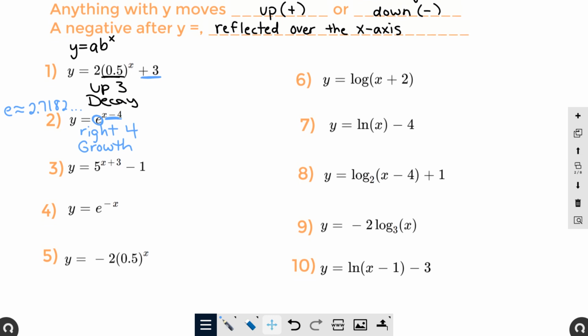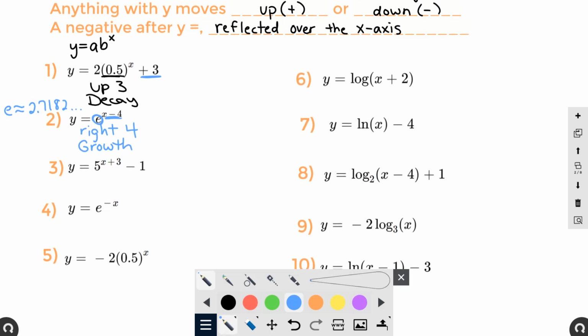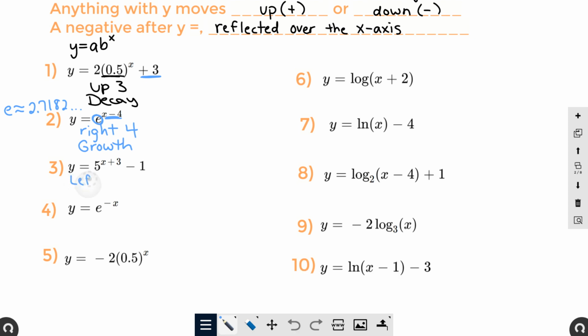All right, what about our next problem? What's happening there? It's a growth because we have a 5 here. Be careful on growth or decay. You usually want to explain that after you do the translation because sometimes the translation can change things. So what's the translation on this, Dalton? Good. Left 3 because of the plus 3, and then down 1 because of the minus 1.